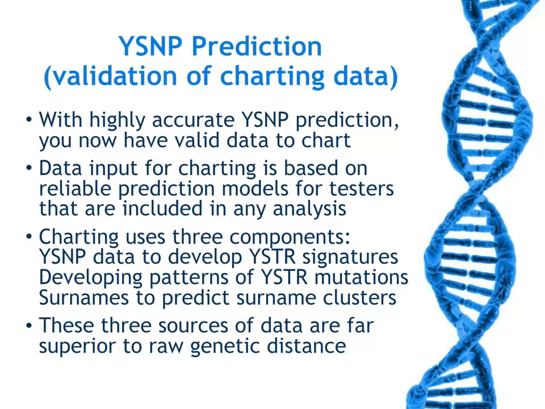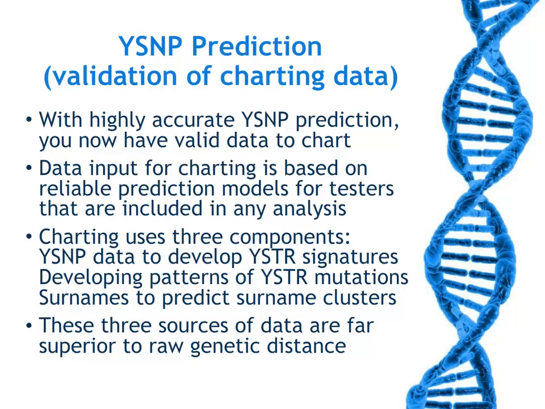Then charting, which is another form of prediction, uses YSNP data to develop YSTR signatures, which are patterns of YSTR mutations. And then also you can develop surname clusters, and surname clusters need to have at least 5 testers, and in any particular branch you cannot exceed the 50% MPE rate, because that's about the maximum allowed over the last 1,000 years since our ancestors started using surnames.